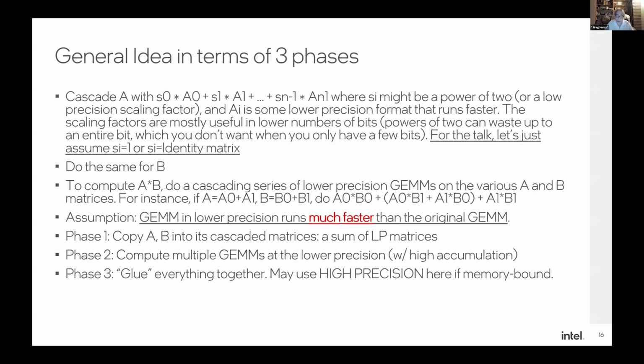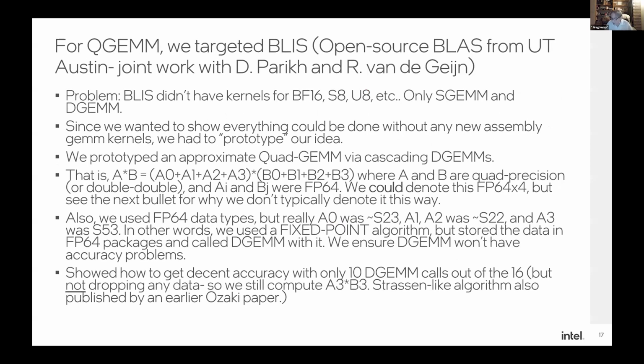And the GEMM in lower precision, the idea is that it has to run much faster than the original GEMM. So you copy A and B into these cascaded sums of low precision matrices. You do multiple GEMMs at the lower precision. This is assuming high precision accumulation. I don't want to overlook that detail. Then you glue everything together, and you may use high precision there as well. It's not necessary in some cases.